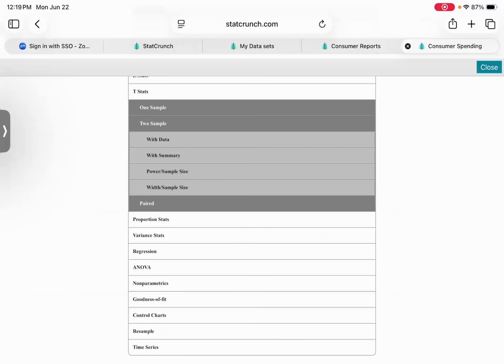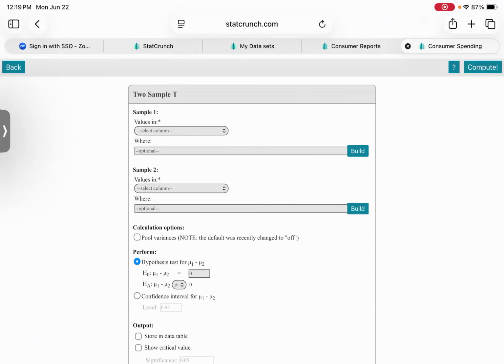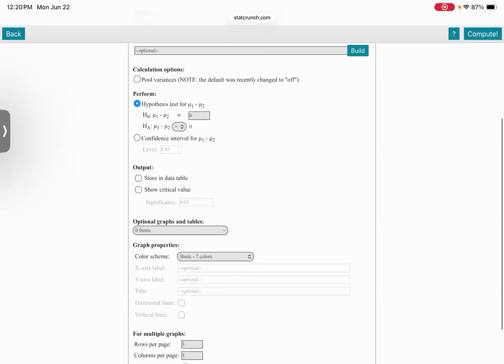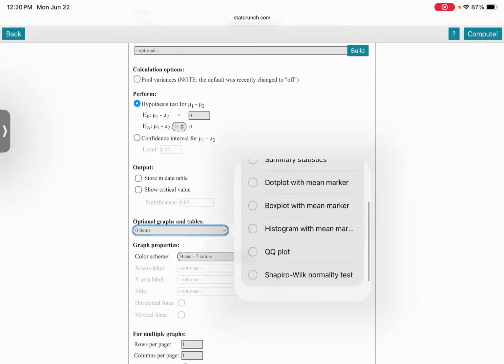T-stats, two sample with data. It says sample 1. We identified Target as sample 1. Sample 2, we identified Walmart as sample 2. Hypothesis test, mu1 minus mu2 greater than 0. I know that seems like such an easy thing. Oh, well, if the p-value is wrong, I just flip it. Yeah, but if you don't have the answer, then you're too late. Then you misanalyze the data. Then in options and graphs, histogram, QQ plot, Shapiro-Wilk, all three of those last options we want to select. Remember to control click if you're not using an iPad.